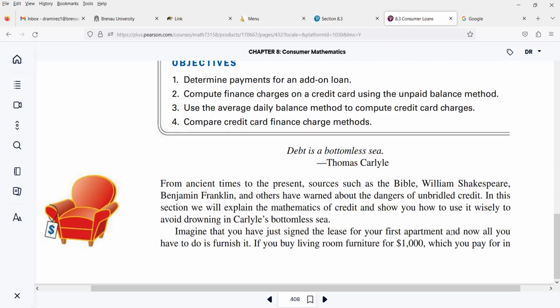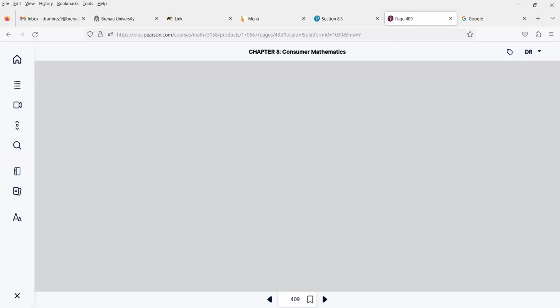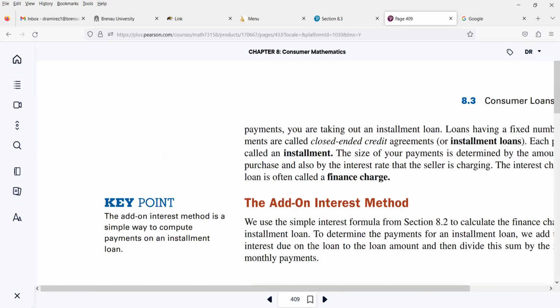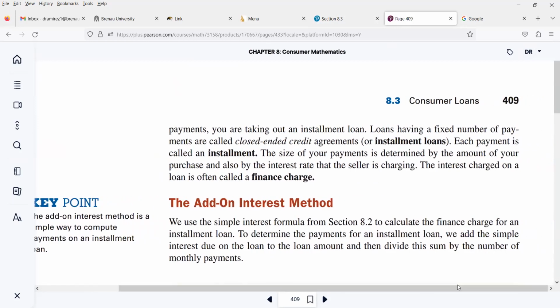Imagine that you have just signed the lease for your first apartment, and now all you have to do is furnish it. If you buy living room furniture for $1,000, would you pay for it in payments? You are taking out an installment loan. Loans having a fixed number of payments are called closed-ended credit agreements or installment loans. Like when you get a house loan or a car loan, that's an example of an installment loan. Each payment is called an installment.